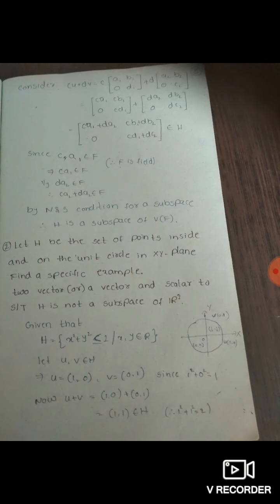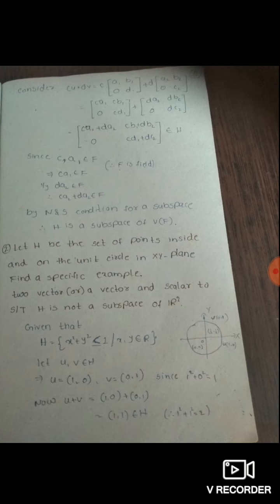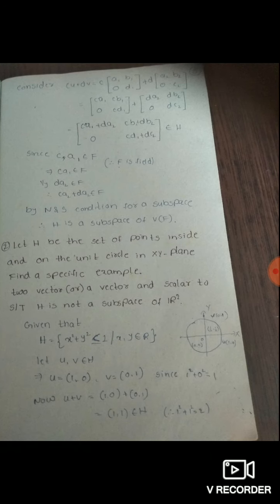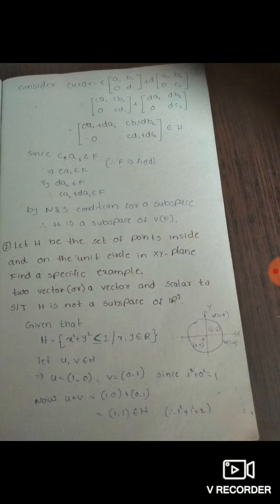Now u plus v equals u value (1,0) plus v value (0,1). 1 plus 0 is 1 and 0 plus 1 is 1. Therefore (1,1) belongs to H. But 1 squared plus 1 squared equals 2. By the given condition, x squared plus y squared is less than or equal to 1, so (1,1) does not belong to H.